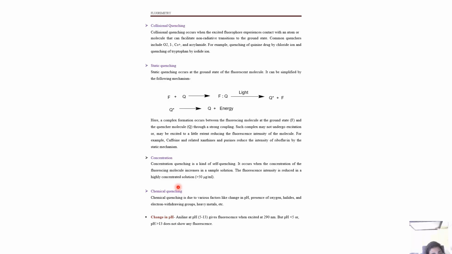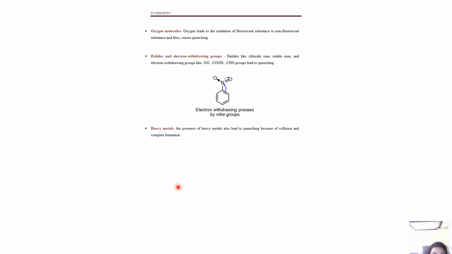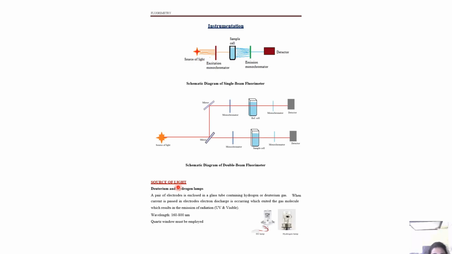Chemical quenching is due to various factors such as change in pH, presence of oxygen, halides and electron withdrawing groups, heavy metals, etc. Change in pH, like aniline at pH 5 to 13, gives fluorescence when excited at 290 nanometers, but pH below 5 or pH greater than 13 does not show any fluorescence. Oxygen leads to oxidation, and halides like chloride ions can lead to quenching. Heavy metals can also lead to quenching because of complex formation and collision.